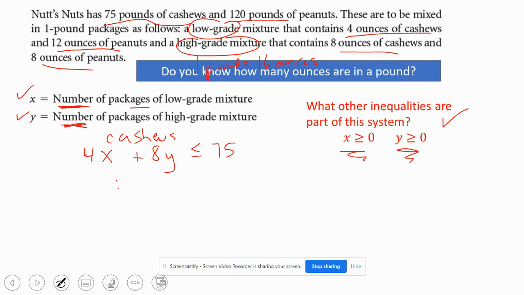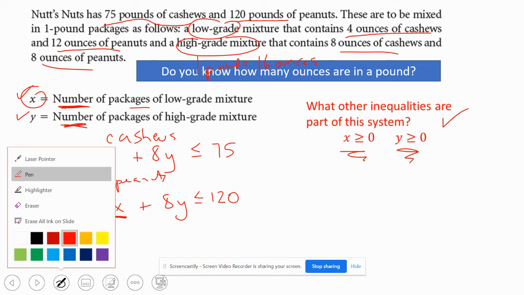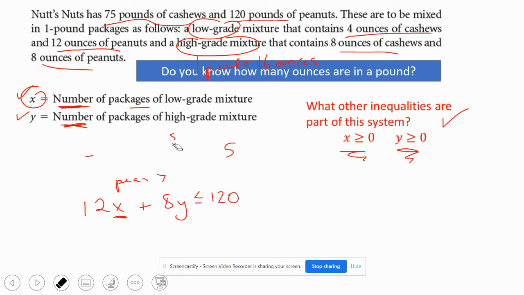And then in our peanuts equation, for the low grade mixture, we have X number of low grade mixtures. There's going to be 12 ounces of peanuts for every X mixture, plus there's going to be 8 ounces of peanuts for every Y mixture. And our peanuts have to be less than or equal to 120. So those are your two equations. I'm going to put them up in a neater form, a different way to see it. So we have a system. It's going to be in the upper right quadrant, and then we're going to find where those things intersect.